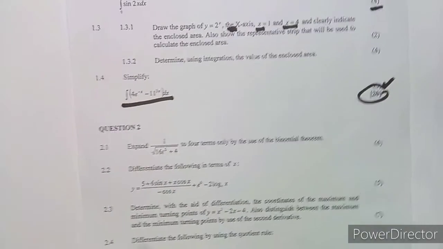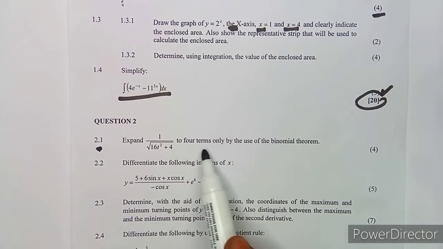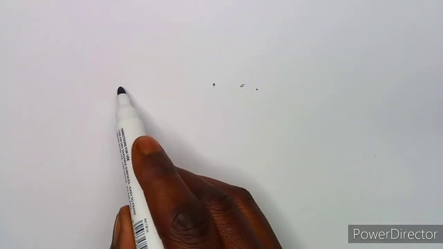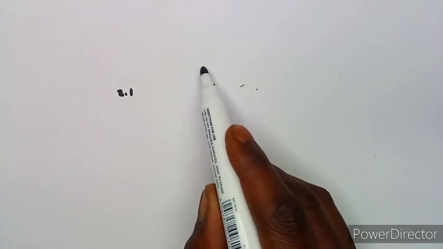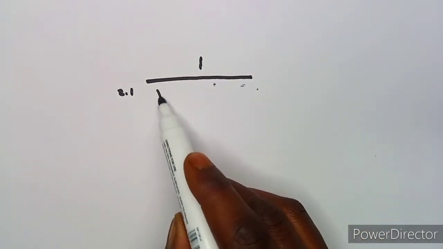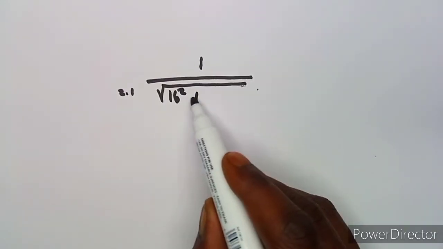All right, anyways, let's see another part that you're given on 2.1: expand to 4 terms only by the use of the binomial theorem. Okay, remember the binomial theorem, guys, and this is one of the most important parts that you're supposed to know, because they're going to ask you a question on that type of application. So here we've got the square root of 16t squared plus 4.